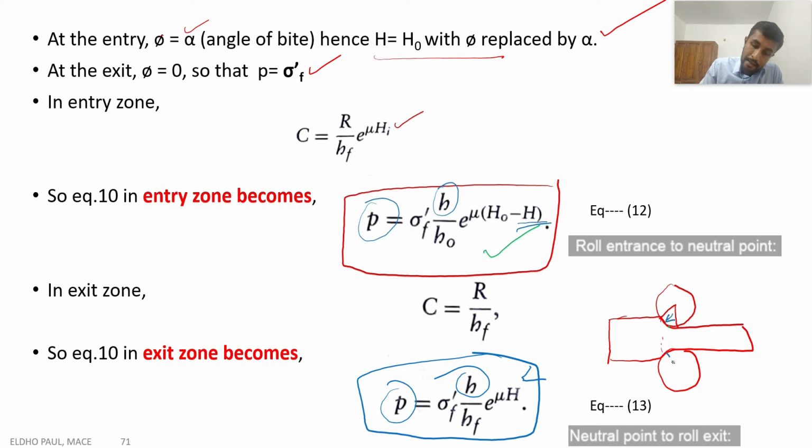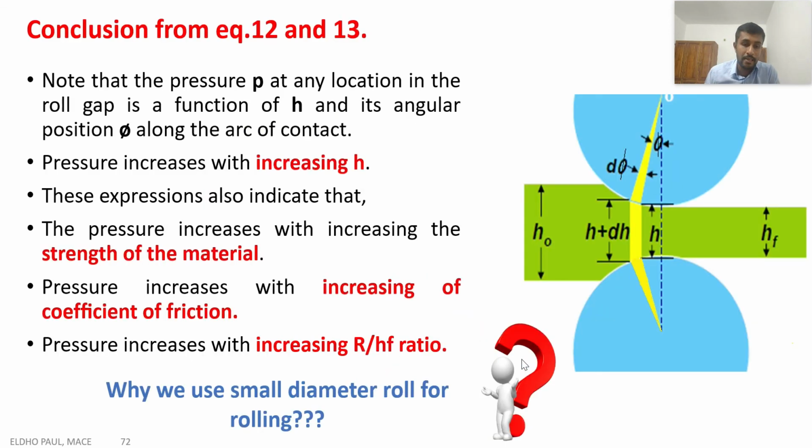And this pressure at any point in the roll gap is based on the h value and the phi value. Phi is the angle from the center to the corresponding point where we calculate the p value. So it's dependent upon h and phi. These are the two factors which affect the pressure. The pressure increases with the increasing h value.